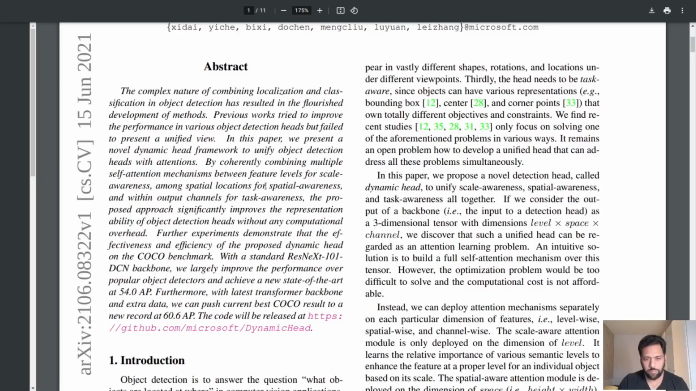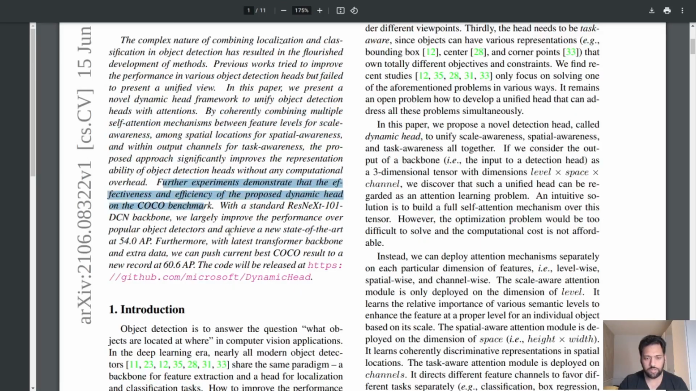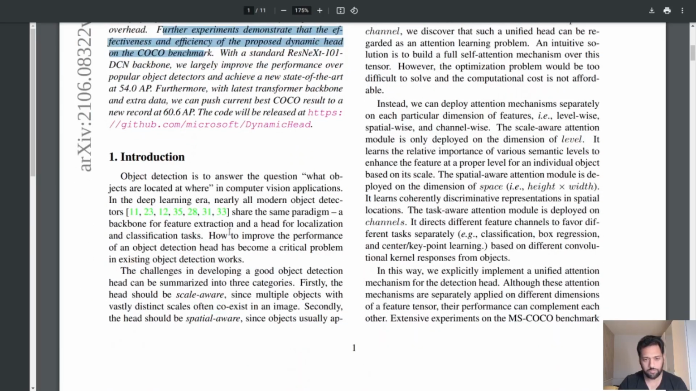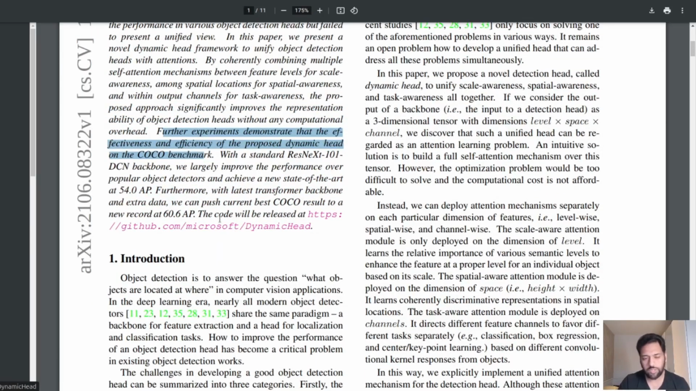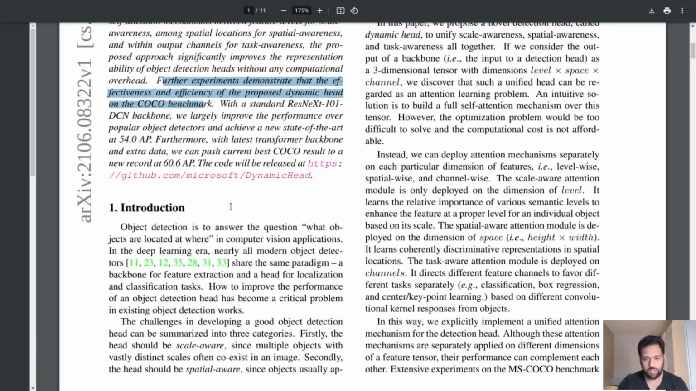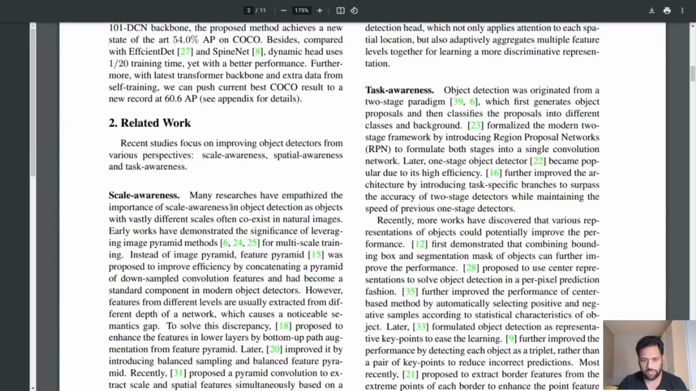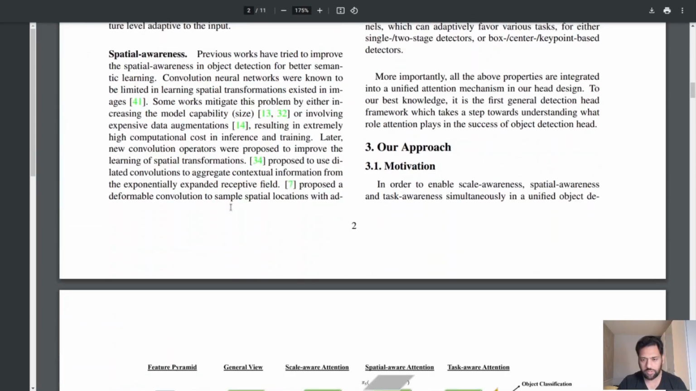Their main idea is that they are coherently combining multiple self-attention mechanisms between features, scales, and spatial locations. They demonstrated with different object detectors that dynamic head achieved quite good performance with different backbones, with single-stage object detectors like SSD, YOLOS, FCOS, and also two-stage object detectors like Fast R-CNN. Right, let's just directly go to what's going on here.